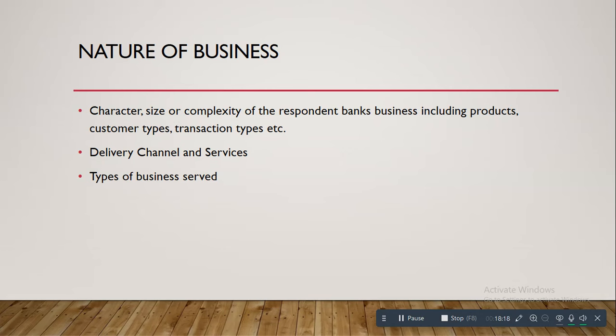Also we see the type of delivery channel and services offered, the types of businesses that the respondent bank is serving, and the types of customer they are serving. Now you know what delivery channel means, right? It is how the respondent bank is in touch with their clients or customers, whether through a POS, an ATM, online methods, or branch banking. So these kinds of things are also seen.